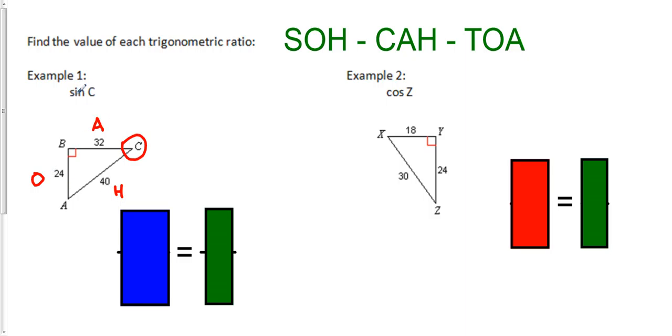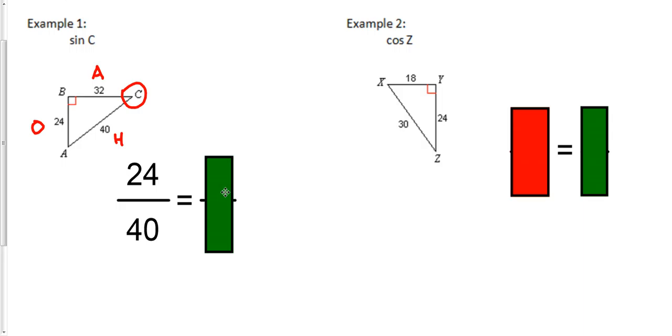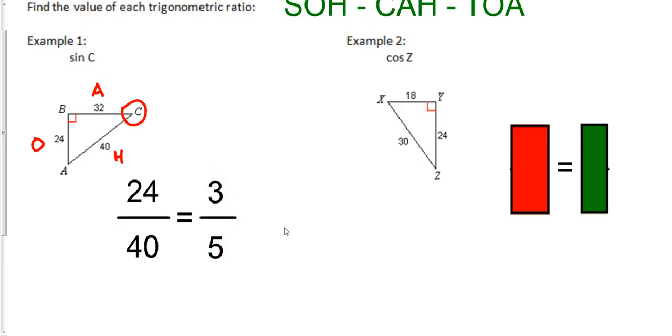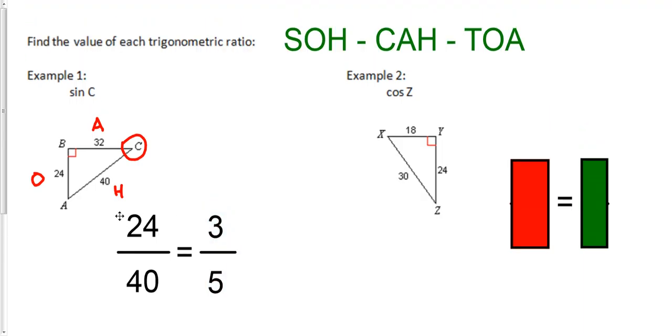If we are looking for the sine of C, sine is opposite over hypotenuse. Our opposite was 24, our hypotenuse was 40, so we would say the sine of C is 24/40. That can be reduced down to 3/5. So we would say the sine of C is 3/5, and that would be our final answer.